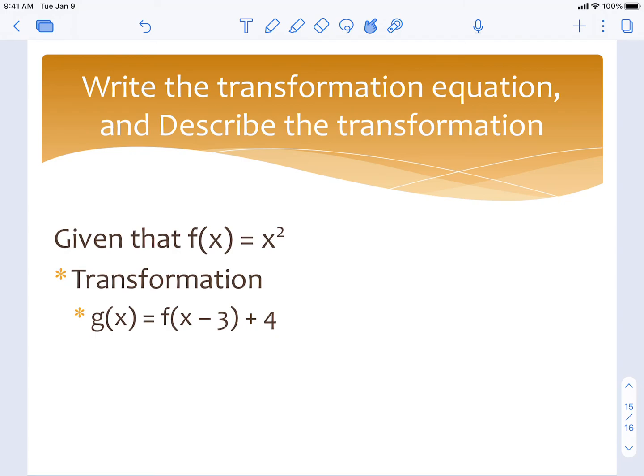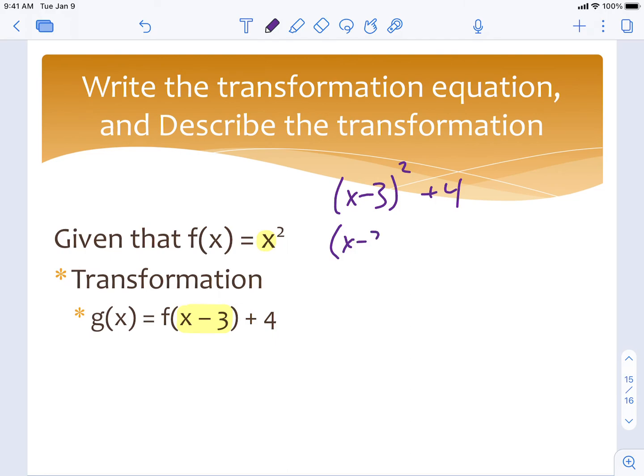All right, 2 more slides. Write the transformed equation and then describe the transformation. So what we're going to do here is, again, the stuff that's in the parentheses, that's what you replace x with. If it's x squared, we can plug in an x minus 3. So this will now be x minus 3 squared. And what's on the outside was the plus 4. We need to add that in. And now we can simplify this.